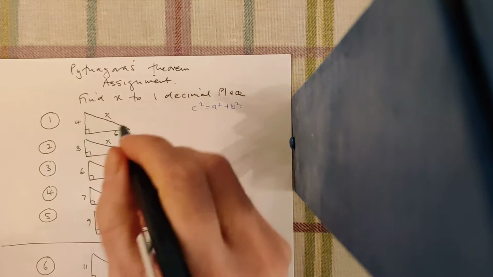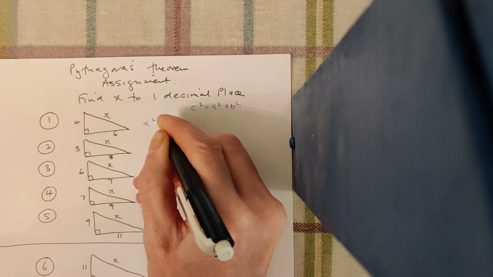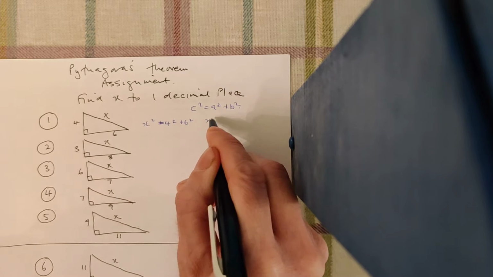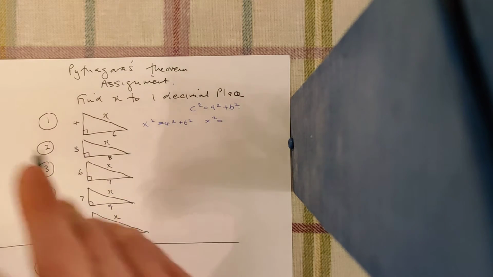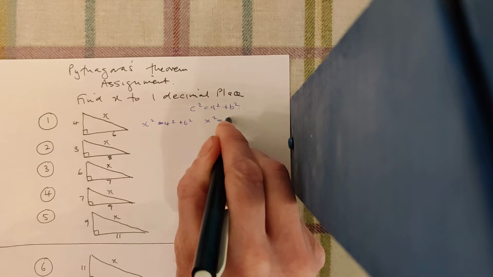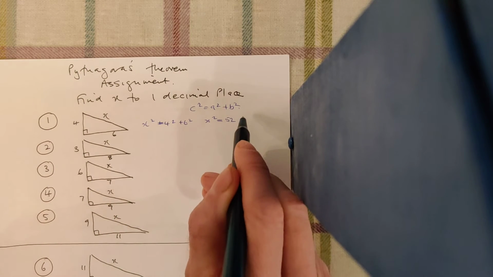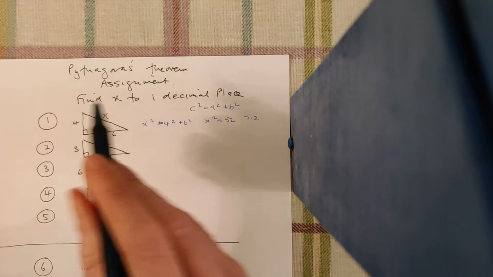So if you look at question 1, what you should have down in your book is x squared equals 4 squared plus 6 squared. X squared equals, so that's going to be 16 plus 36, which is 52. So you need to square root 52, and the answer you should be getting is 7.2. Okay, so that's the answer for question 1.